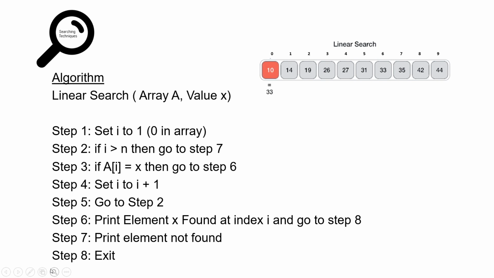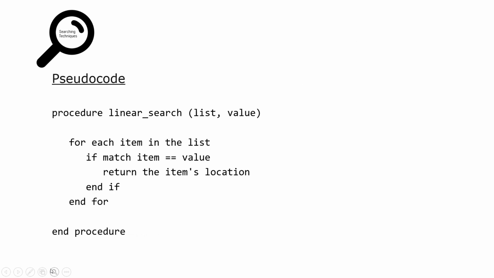So, anong gagawin natin? We need a new or a more advanced search algorithm to provide us the efficiency to find that value on a large scale or large size of records. Okay? So, ito yung pseudocode natin for that linear search.